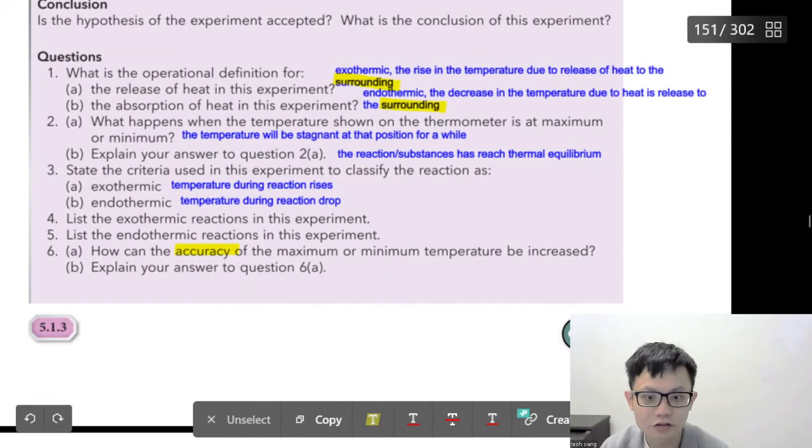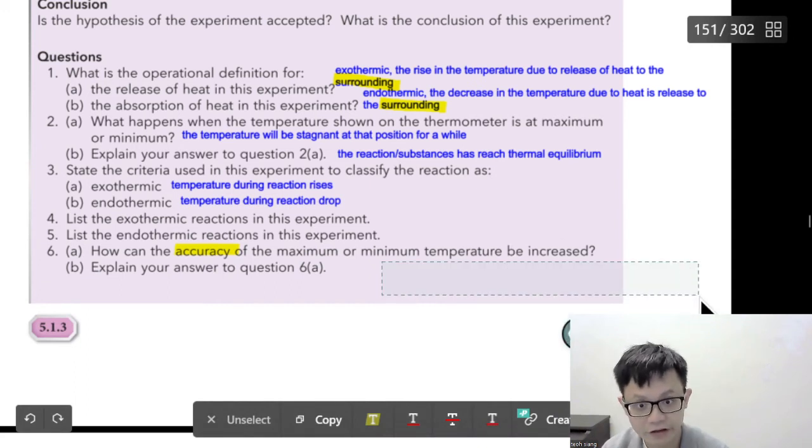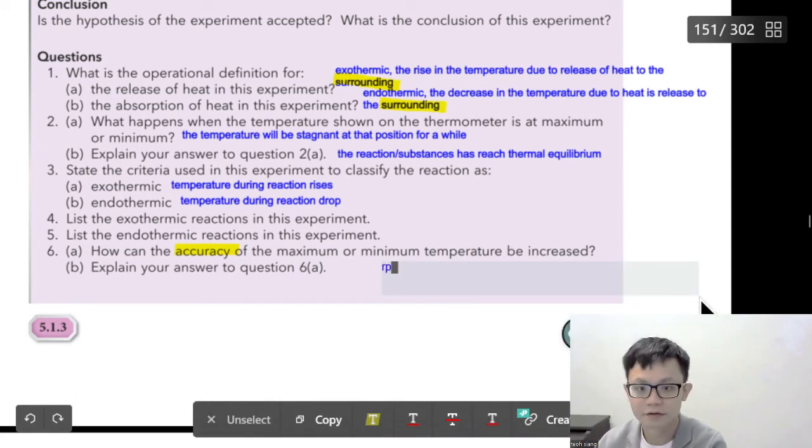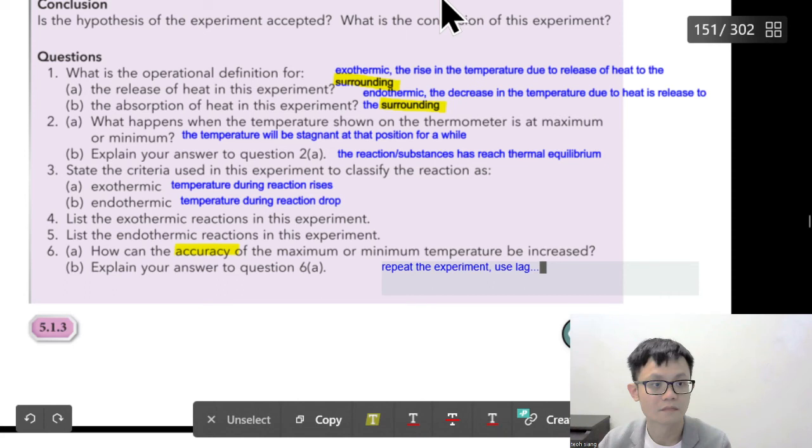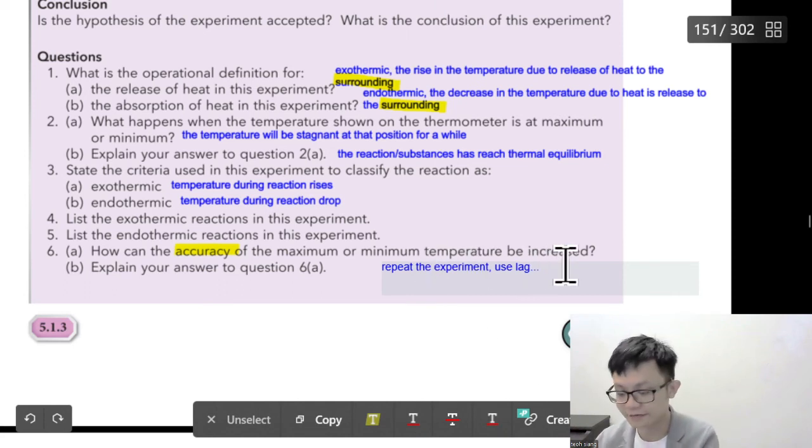Okay, so my student says repeat the experiment. Yes, when you repeat the experiment, you will get a more accurate reading. But I think to be more accurate, you can use lagging. Use lagging to prevent heat loss.